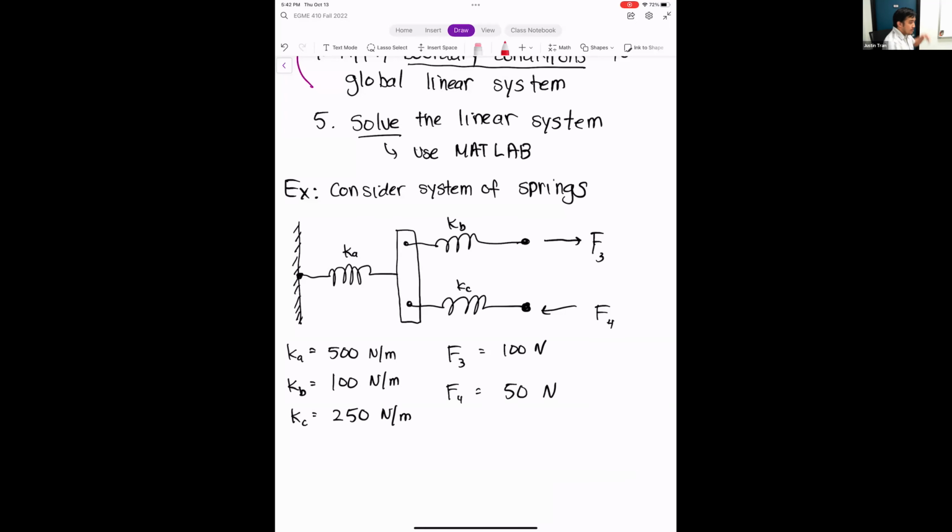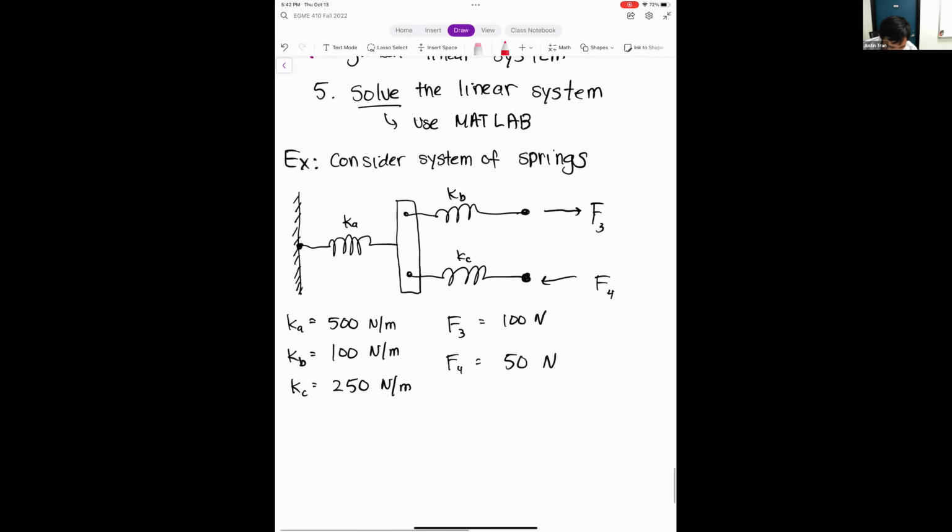Okay, so there's our situation. What we want to solve for is the displacements of all of the nodes in the system.